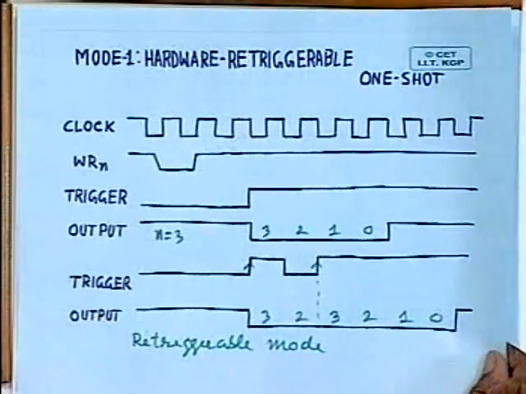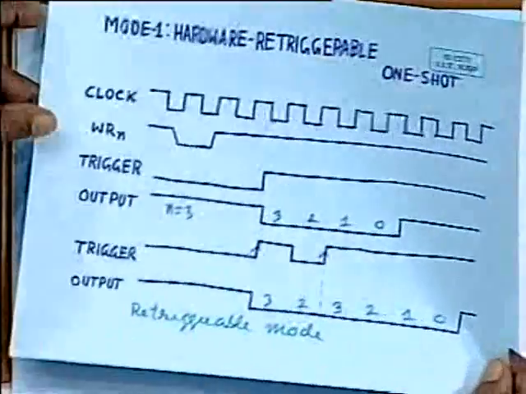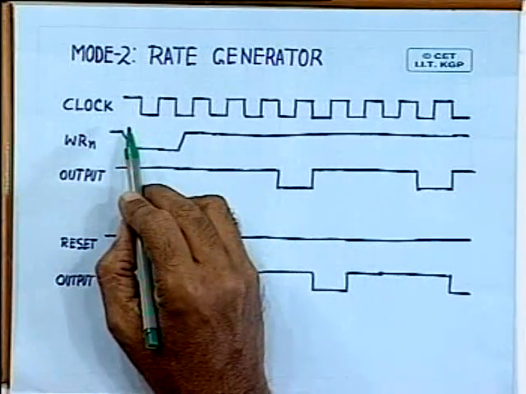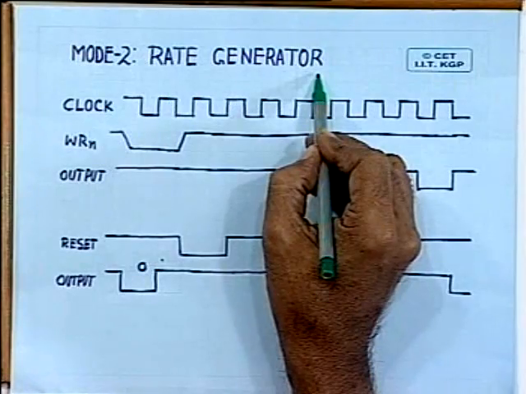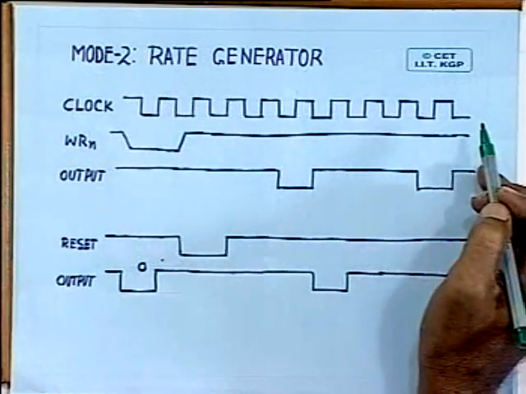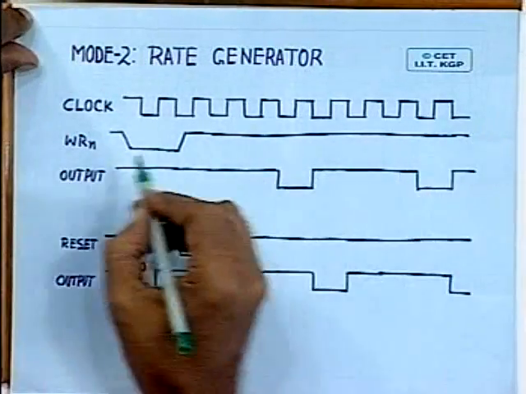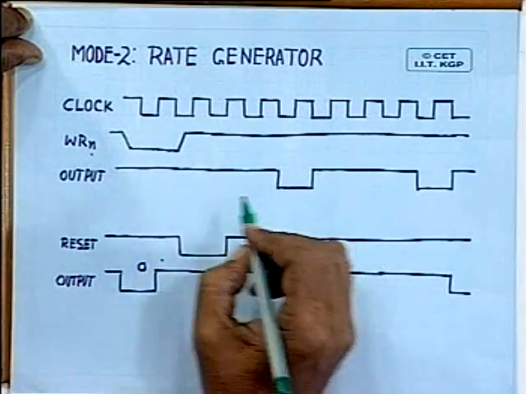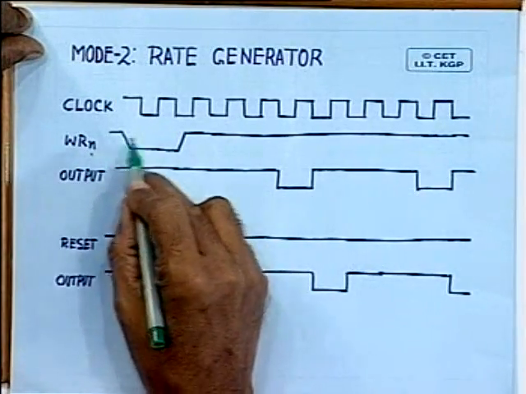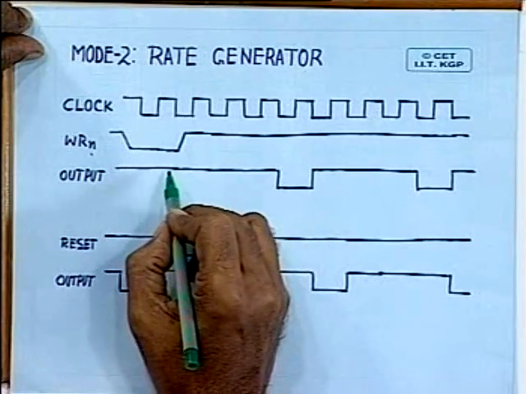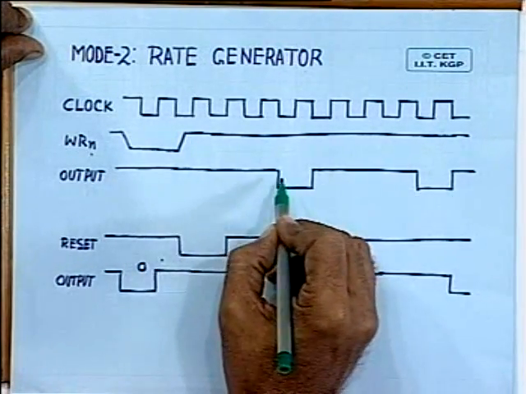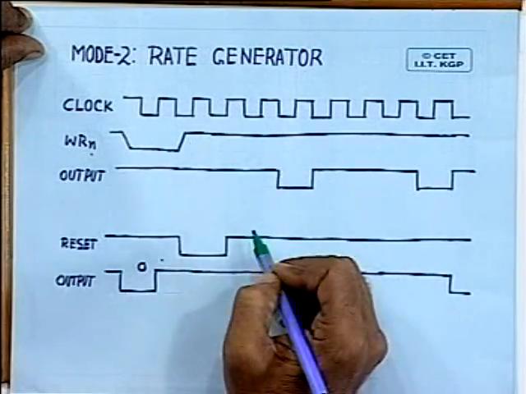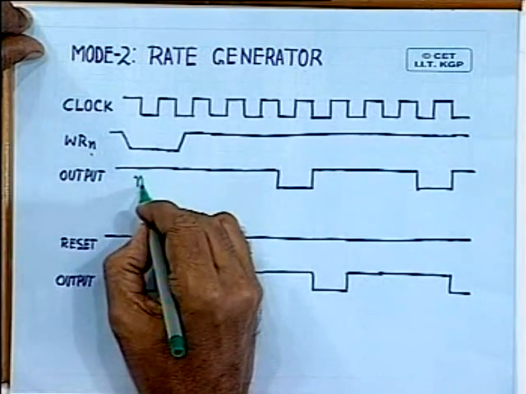This is mode 1. Then comes mode 2. In mode 2, it acts as a rate generator. What do you mean by rate generator? If you write n, then it keeps on generating a strobe for every n clock periods. For example, here you have written n is equal to 3.